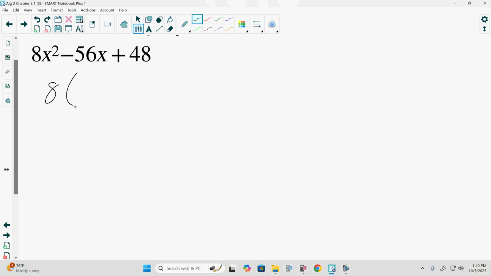So if we factor 8 out of 8x squared, we're left with x squared. If we factor the 8 out of 56x, we get 7x. And when we factor the 8 out of 48, we get 6. So once we factor the 8 out of all three terms, we're left with x squared minus 7x plus 6. We do still have the 8 out front. Questions on this so far?